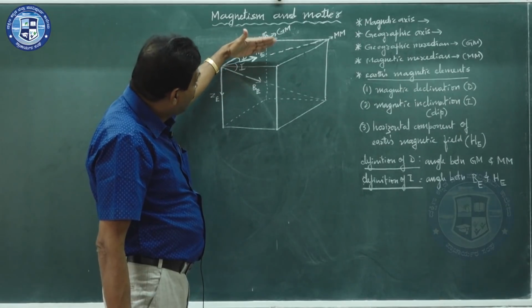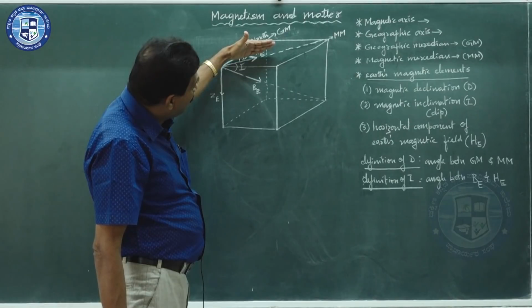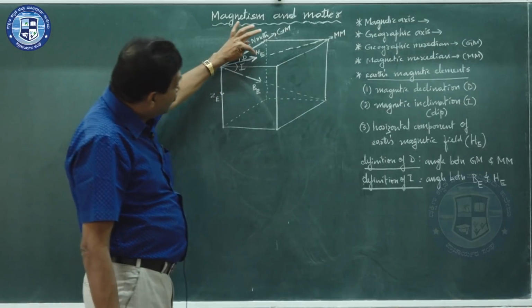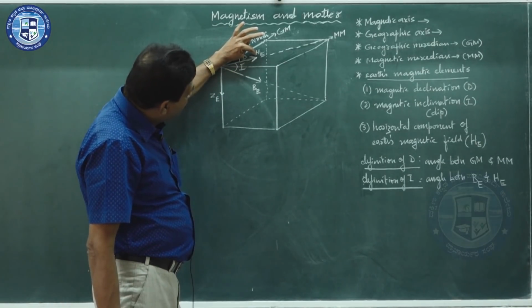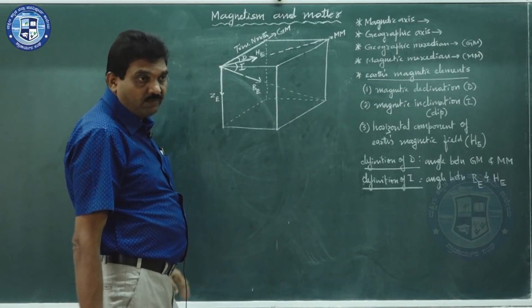The angle between the total magnetic field of the Earth and the horizontal component of the Earth's magnetic field is called inclination. And you can see this one, the horizontal component of the Earth's magnetic field here. This is the vertical component of the Earth's magnetic field.